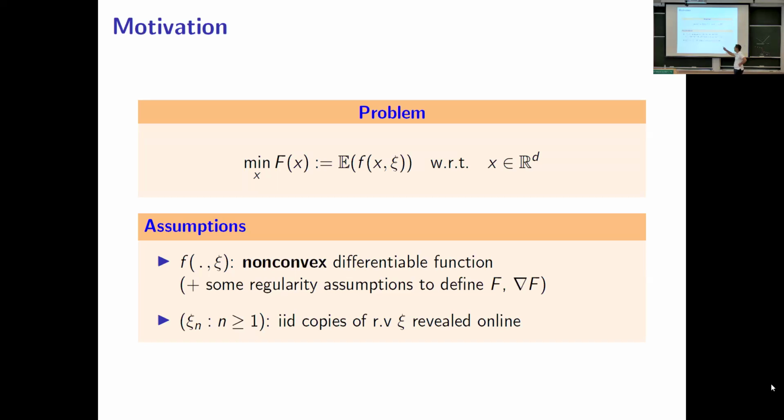We will focus on the setting where f is non-convex and differentiable so that we have access to gradients and we can use gradient information to do, for example, backpropagation. And the assumption on the data x_n is that it comes from a given distribution which is unknown, but we have IID copies of a random variable whose distribution is unknown, and these are revealed online through the process.